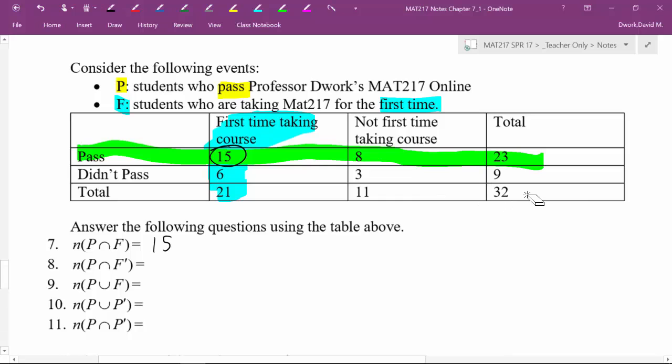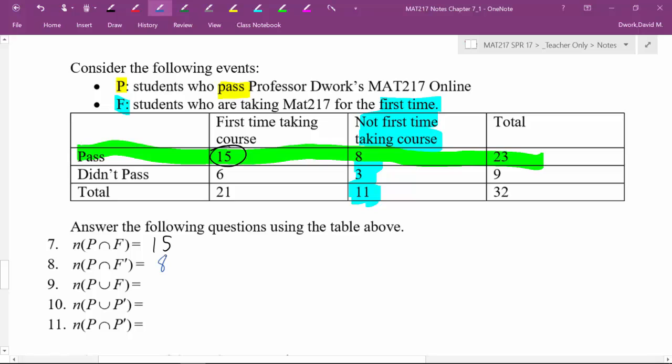Okay, let's try the next one. P intersect F naught. Well, what would F complement be? What would F naught be? Well, that just means we're scooting over here, saying they're not taking the course for the first time. So therefore, that intersection would be 8. That's not so bad.